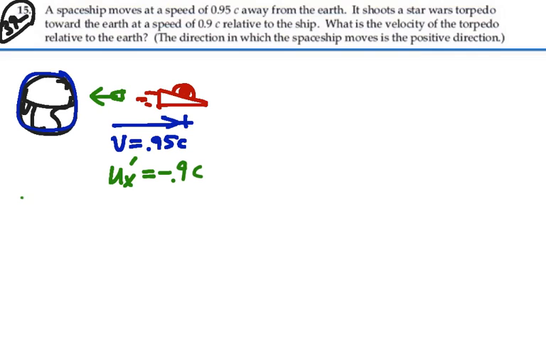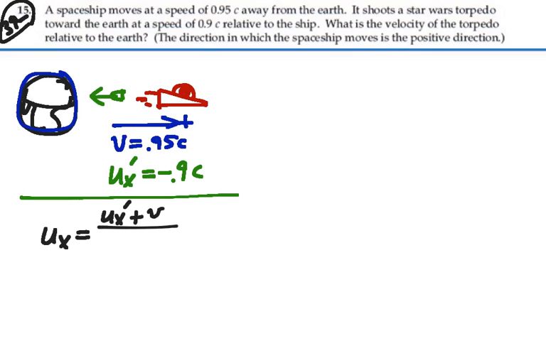As far as the spaceship's concerned, we wish to do a Lorentz velocity addition transformation, by going from the moving frame to the rest frame. So we are going to have that the event in the rest frame of the Earth is going to equal the event as seen in the moving frame plus the relative velocity between the two frames over 1 plus the event times the relative velocity over c squared.